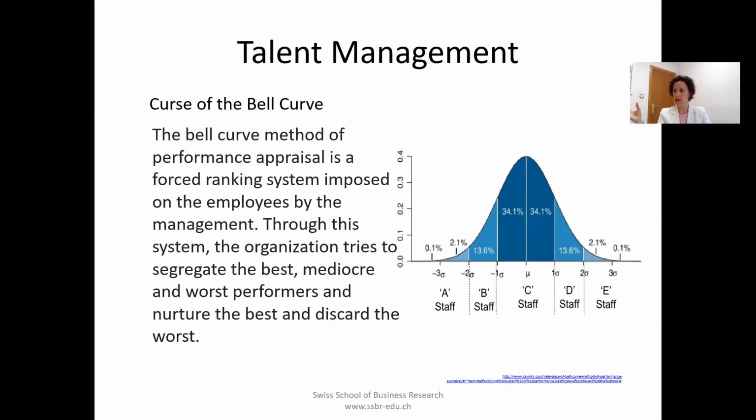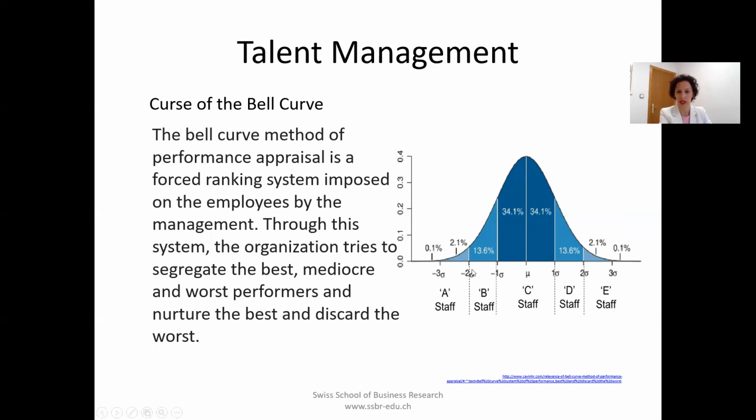Based on who is the best, we can see, and then from there, use that as a benchmark to see who is mediocre, who is more satisfactory, and who is doing very poorly. And so through this type of system, what the organization tries to do is separate the best, the mediocre, and the worst performance. And then what they do is nurture and make sure that the best continue to grow, they continue to develop. And usually the worst are either left alone or actually asked to leave the company.